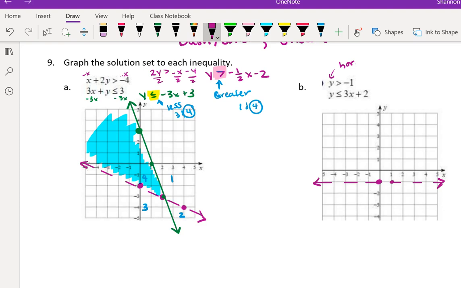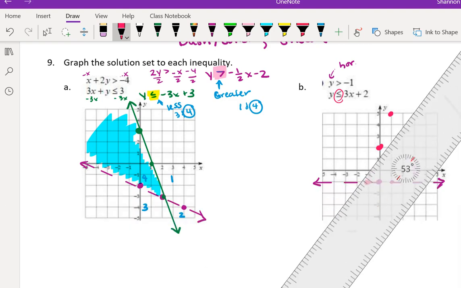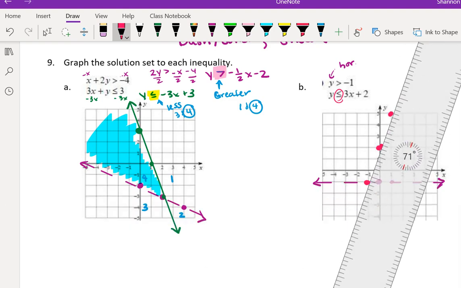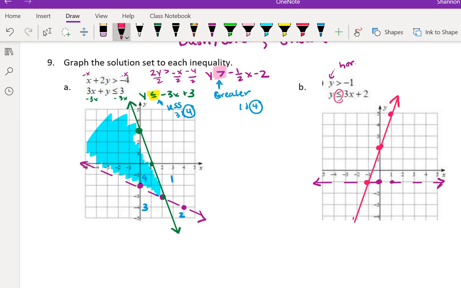Then for the other equation, I don't have to convert it, so I am going to draw in a positive 2, positive 3, over 1, or down 3, left 1. It does have an equal to symbol underneath, so it's going to be a solid. Okay, and so now I have 4 regions, 1, 2, 3, and 4.